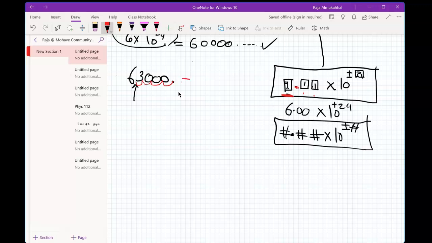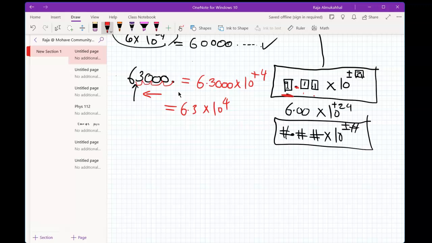So what that means, this is equal to 6.3000 times 10 to the, because I moved to the left, it's positive 4. I don't need to put the plus. Now the zeros here don't mean much, so basically it becomes 6.3 times 10 to the 4. There we go. Got it?